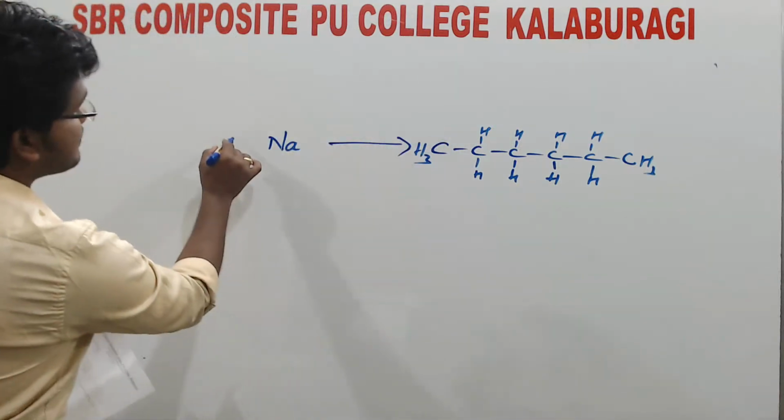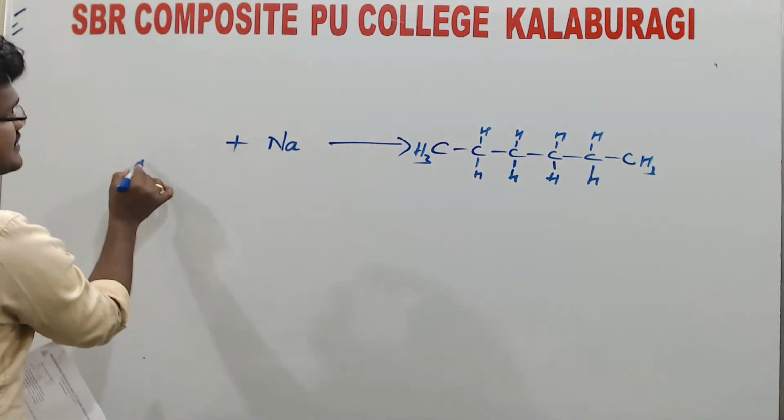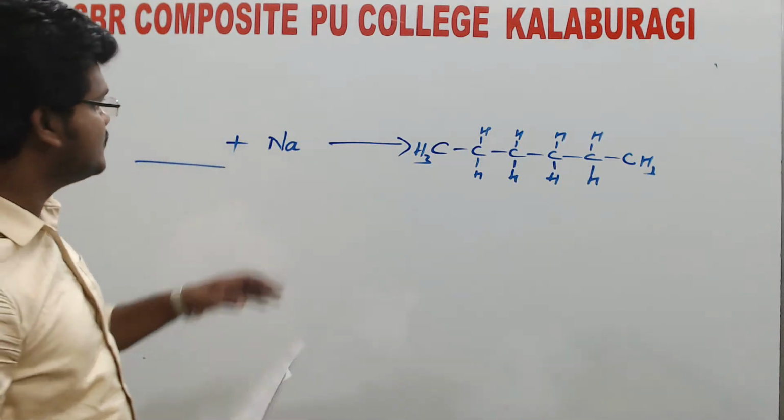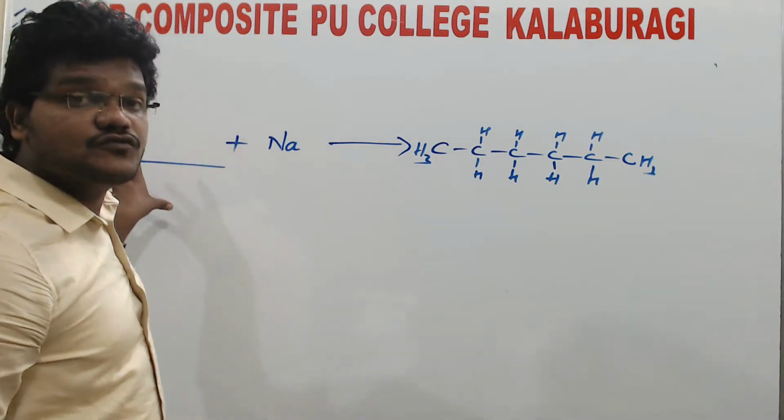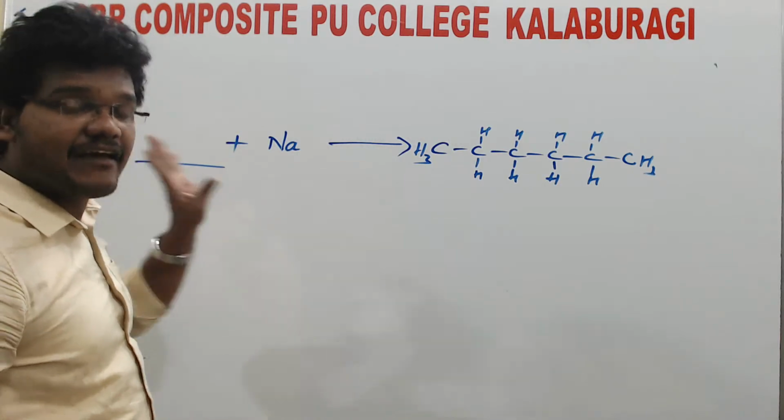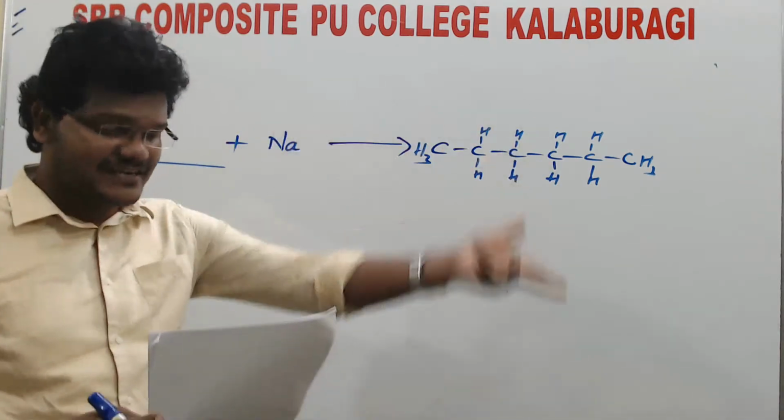So just by observing, they have given sodium, but they have not given this reactant. They have given only one reactant. I am supposed to find out which reactant this is. They have given 4 options. Among those, which matches? Let us see.